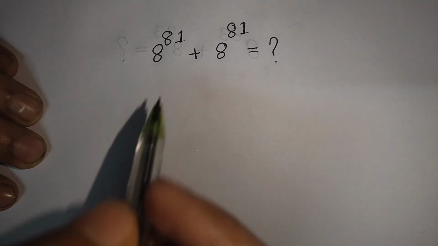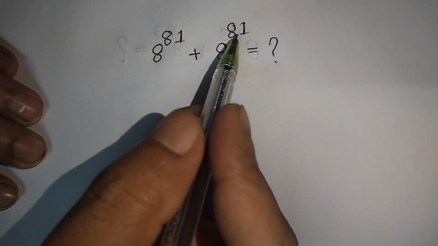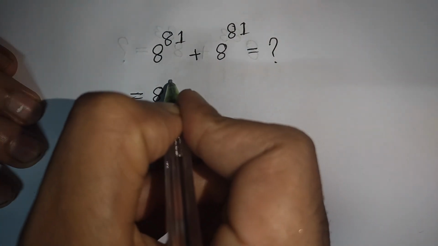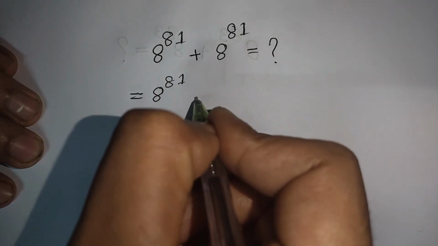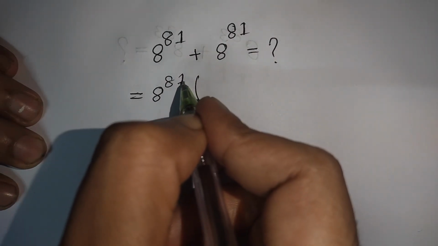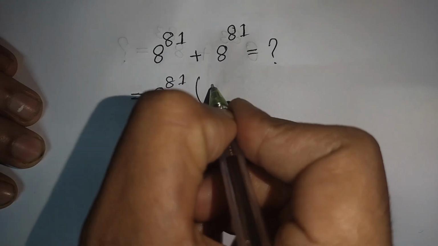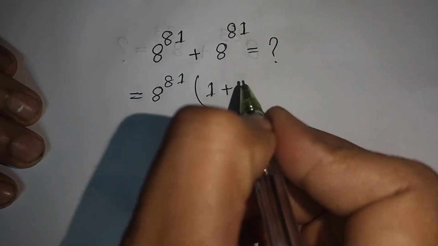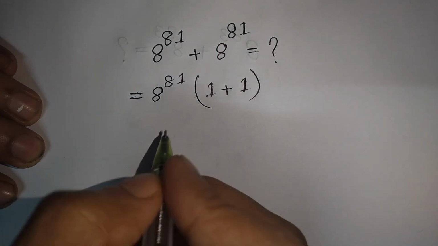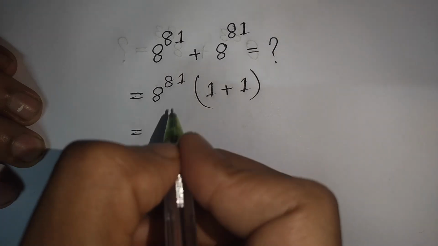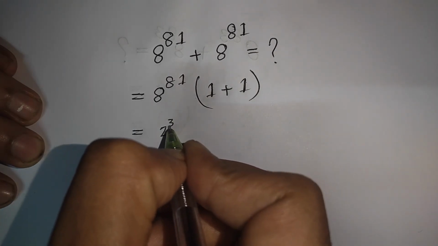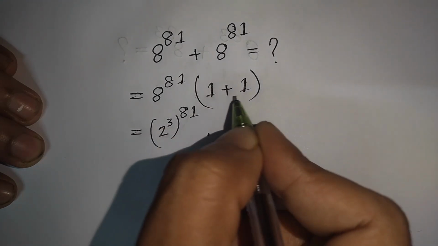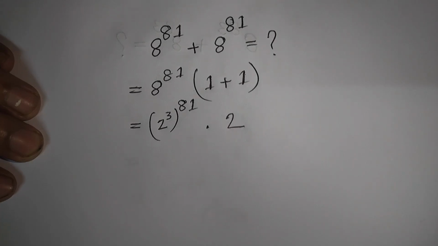How to simplify 8^81 + 8^81 is equal to what? At first we take 8^81 common. In brackets, 8^81 divided by 8^81, that means 1, plus 8^81 divided by 8^81, that means 1. Then 8^81, that means (2 to the power 3) to the power 81, times (1 plus 1), that means 2.